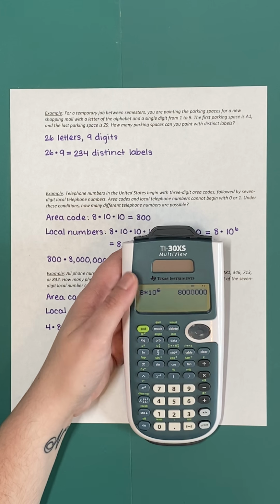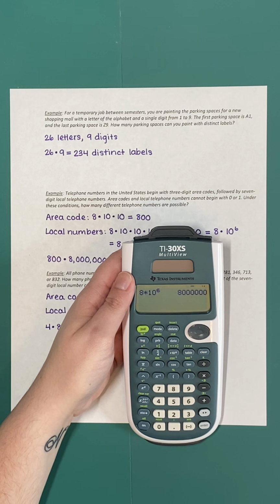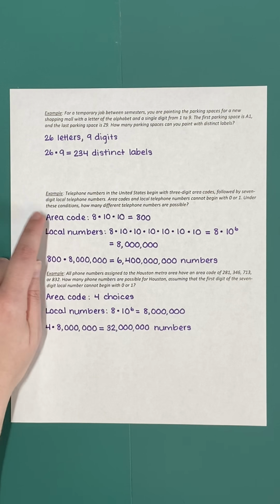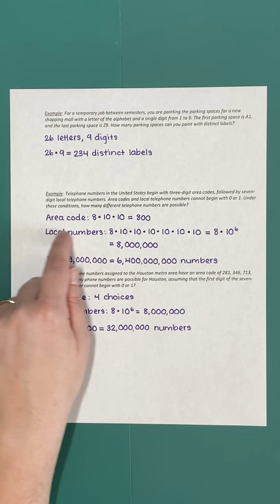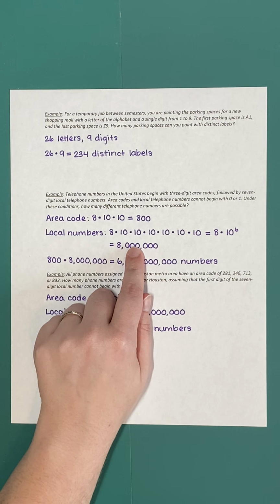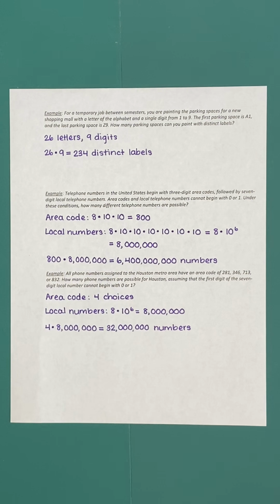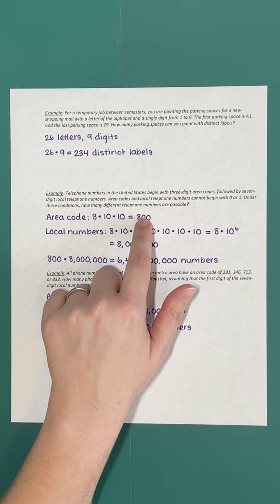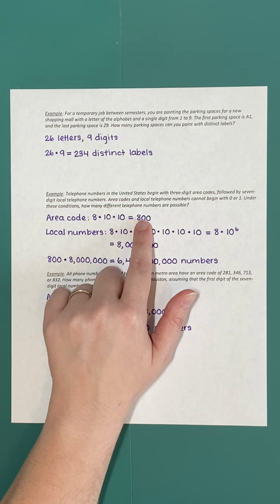Now, there are more than 8 million people in the United States. So how are there enough telephone numbers to go around? Well, that's where the area code comes into play. So for each local area, we have 8 million options. So think about just Houston. We have area codes in Houston. And then within each of those area codes, we can assign 8 million different local numbers. We're actually going to talk about that in the next example. Each of those 8 million local numbers can correspond to each of those 800 area codes.